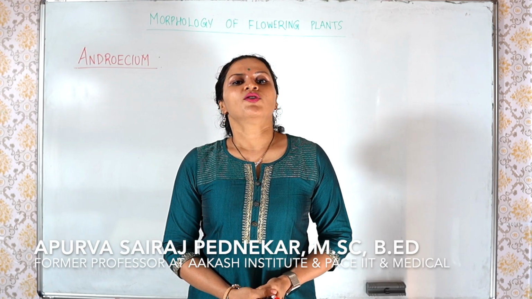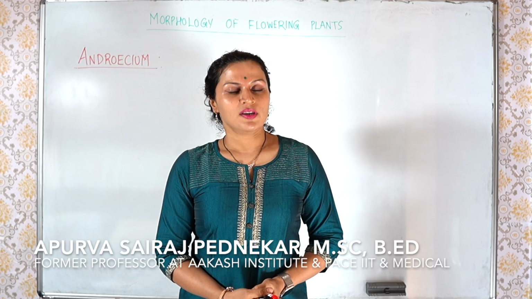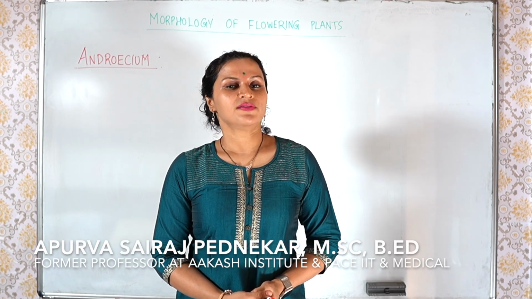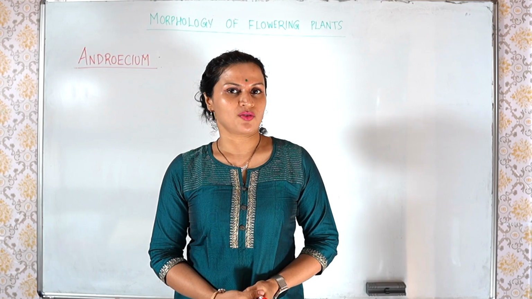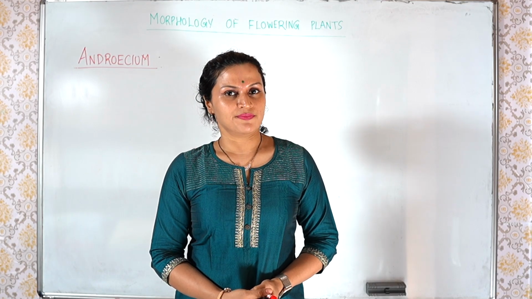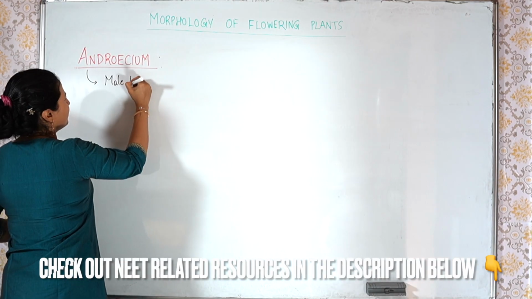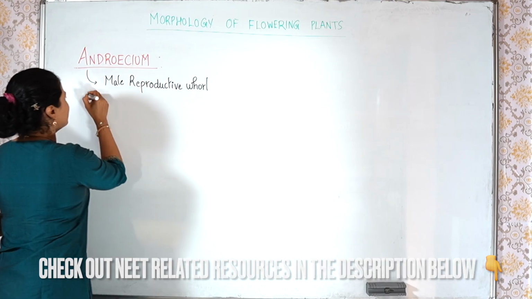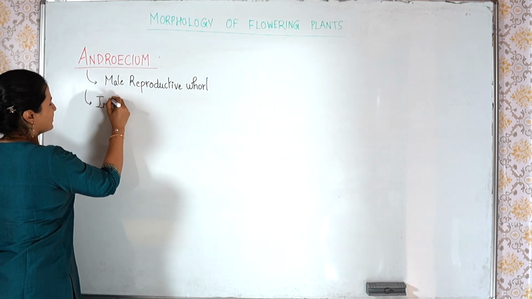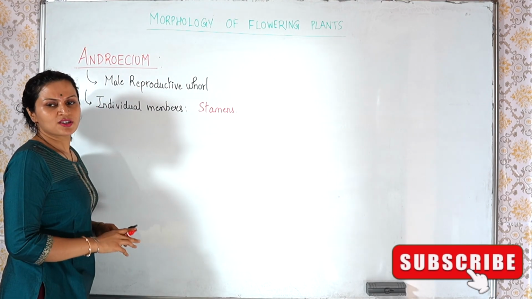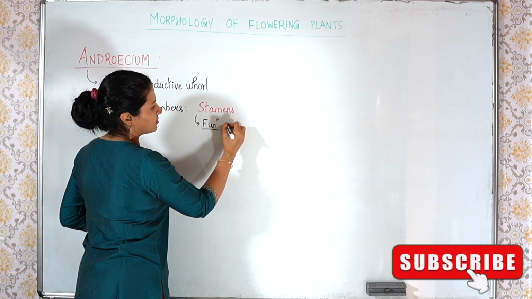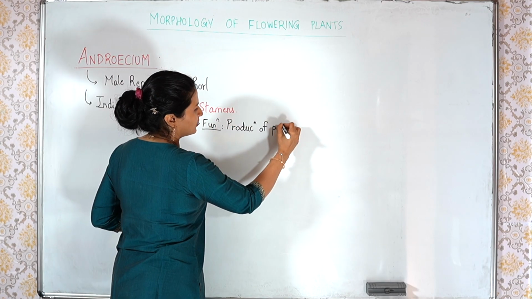Hello students, in Morphology of Flowering Plants, we are on the Morphology of Flower and we have completed with the calyx and the corolla. Now let us move on to the Androecium. Androecium is the male reproductive whorl of the flower, individual members of which are known as the stamens. What is the function of this whorl? Function is production of pollen grains.